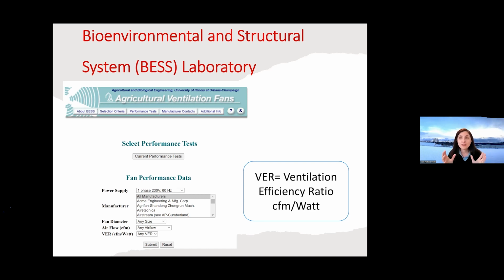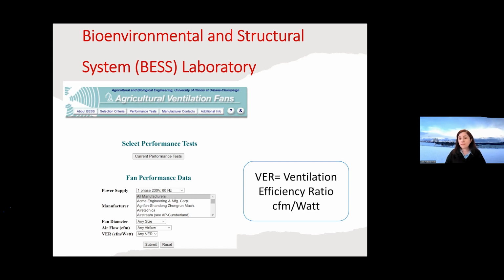You can get results for more than 20 years. When I was preparing this presentation, I saw a result from 2000. You can look at their archive or current performance tests, and then choose the power supply. This is an international lab. They receive fans from all around the world, from China, from Brazil, from Europe. In the United States it's mostly 60 hertz, but from other countries the power supply might be different, and they're able to handle that too.